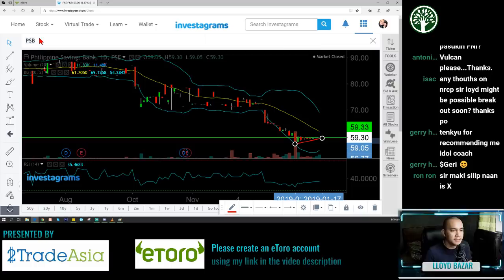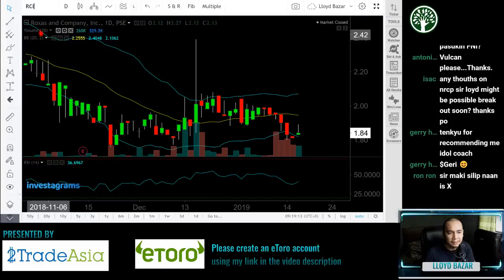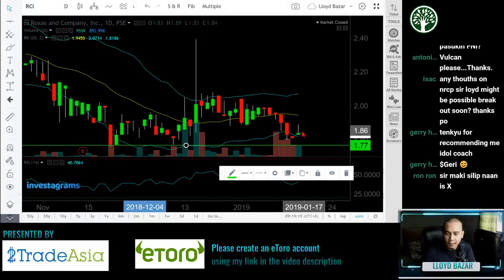Number one, si RCI. Kanina, may nagtatanong about RCI. Sir, si RCI, pwede po ba? Ang ganda ng engulfing pattern ni RCI. This is good technical analysis. Good job sa nakahanap nito. Very good support. Volume, look at that. The volume starting to pick up already. This is a good bottom for RCI.